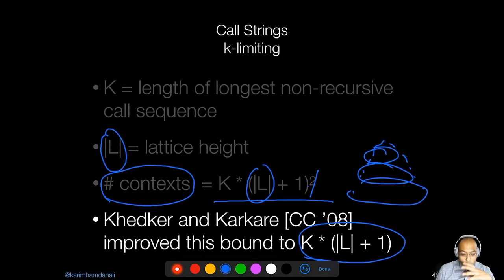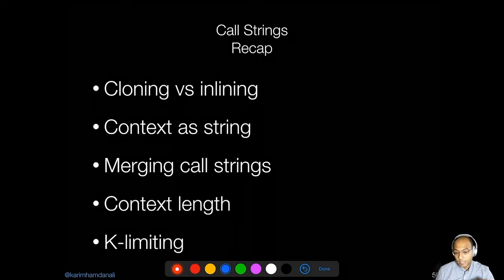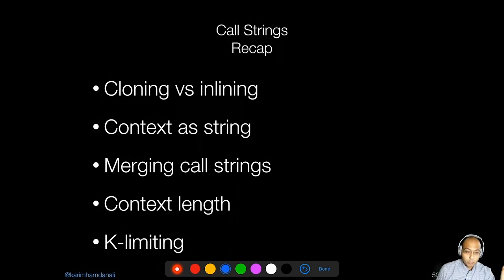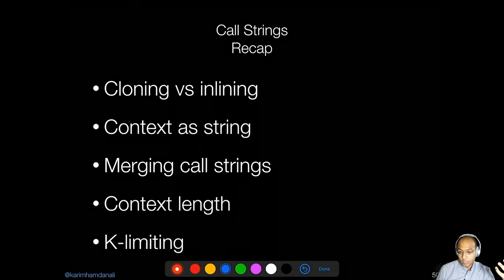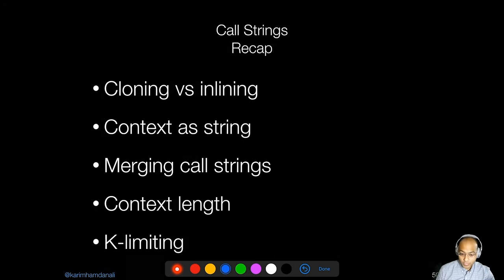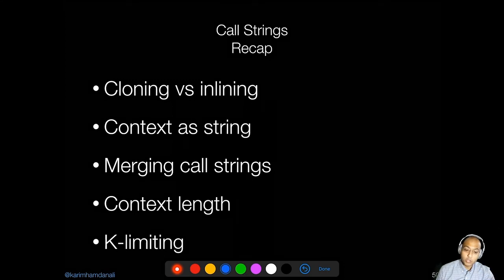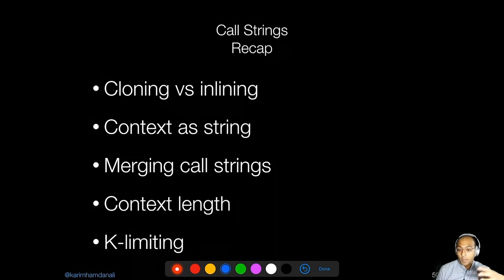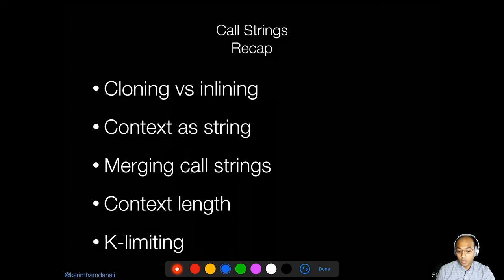So to recap, we have two naive solutions, cloning versus inlining. The call strings approach is a more systematic approach here, where you use the context as your call string. You can merge call strings subject to constraints, given how you define your merge operator, such that you can combine facts that are incoming from different contexts.